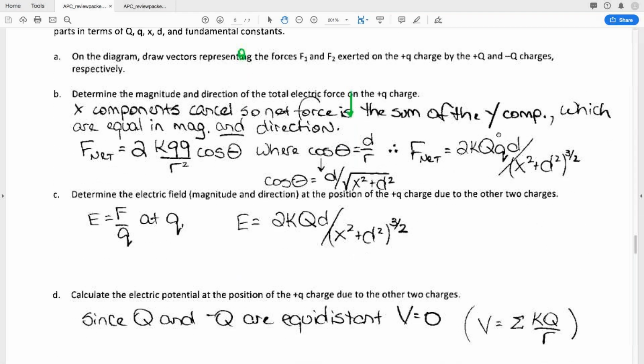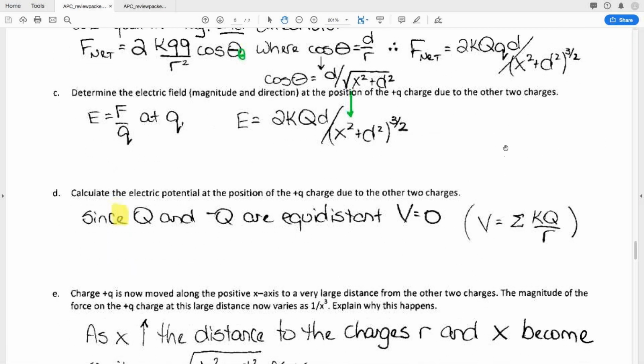That's part B. Determine the electric field magnitude and direction at the position of Q. So B was the hard part. And then in part C, we're just going to use our work from part B above and substitute it in for F. By definition, the electric field is the force per unit charge. And so that's where part C comes into play.